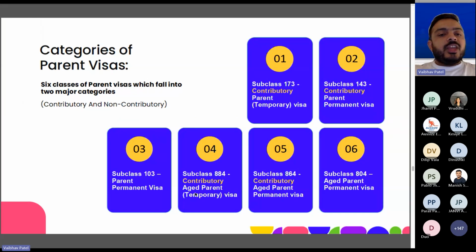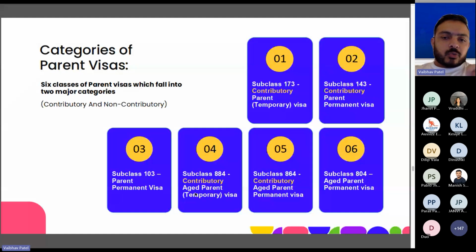Now, parent visas. In parent visas, there are two major categories: contributory and non-contributory. For contributory visas, generally you have to contribute up to 43,600 per parent to get the visa faster. The processing time is shorter than the non-contributory visa, and they're available in both categories, onshore and offshore. So I'll just name them. Subclass 173 is onshore, subclass 143 is offshore, subclass 103 is offshore.